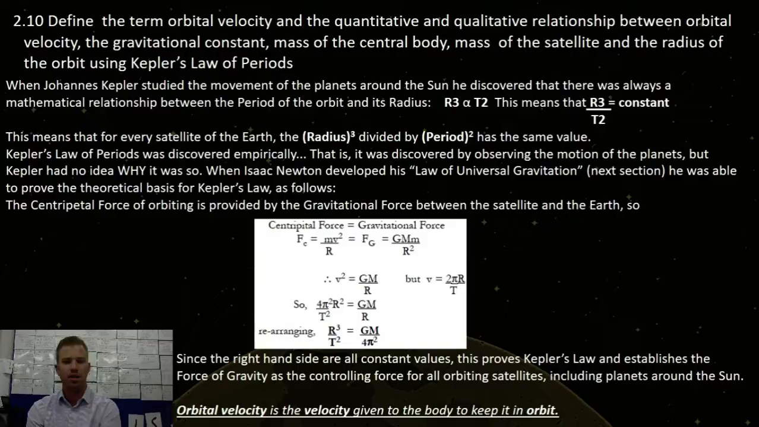So orbital velocity is the velocity given to keep the body in orbit, okay, when I've referred to it in the video.